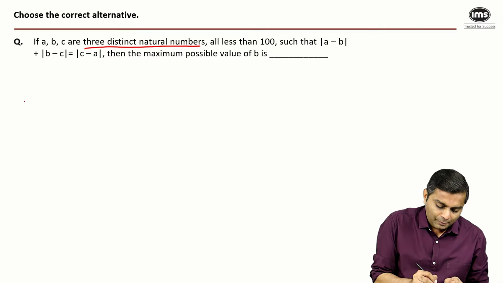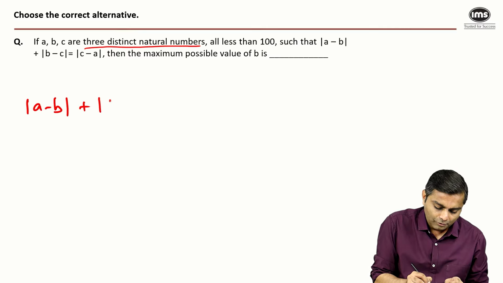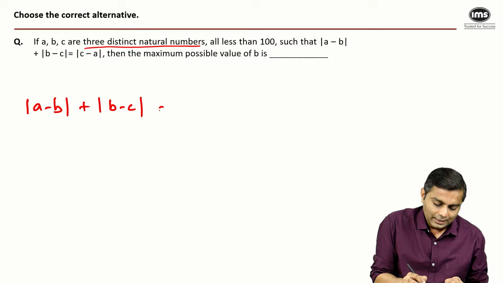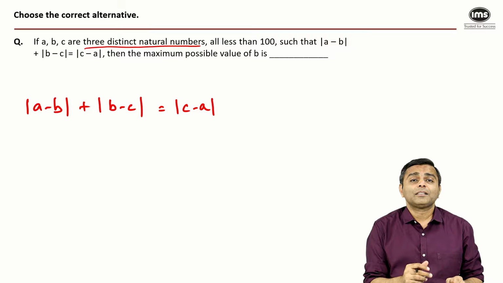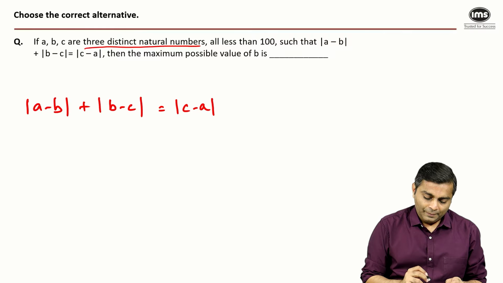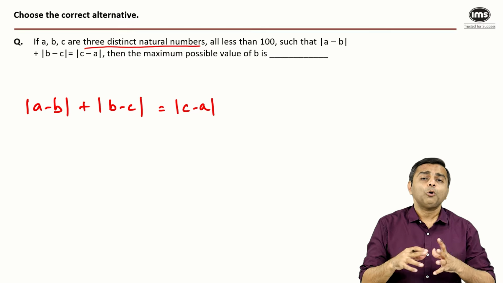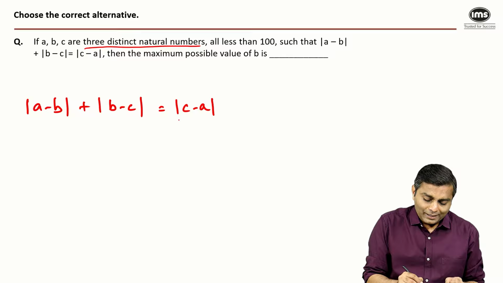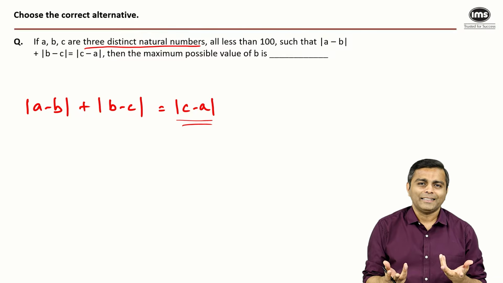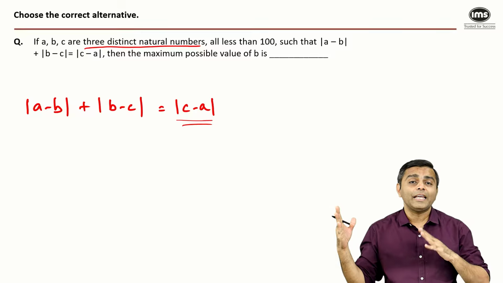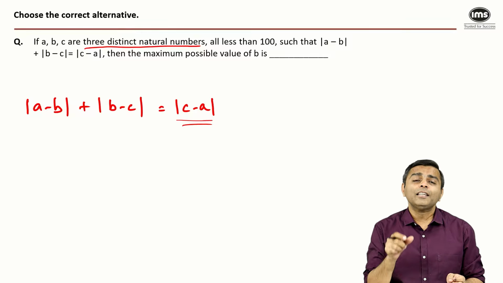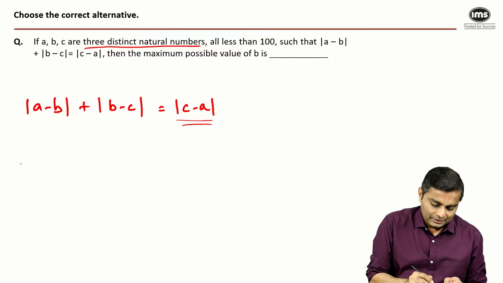Such that mod of A minus B plus mod of B minus C is equal to mod of C minus A. We are asked the maximum possible value of B. Okay. Now, how do we maximize this? If you maximize the right hand side, mod of C minus A, which means C can be as high as possible and A as low as possible, then the difference of C minus A will be as high as possible.